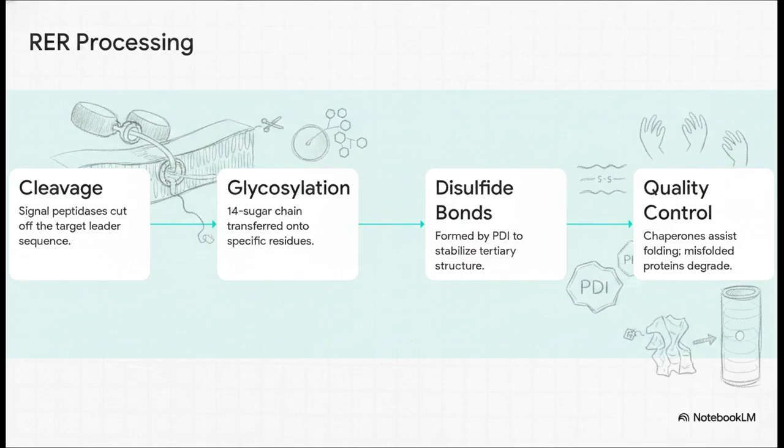First, the signal peptide is cleaved off. Next, a 14-sugar chain is attached in a process called N-linked glycosylation. Then, an enzyme called PDI forms the disulfide bonds to lock in its 3D structure. Finally, chaperone proteins swoop in for quality control to help it fold perfectly. If it misfolds, there's no second chance. It's immediately tagged and sent to the cellular shredder via the highly automated ERAD pathway.